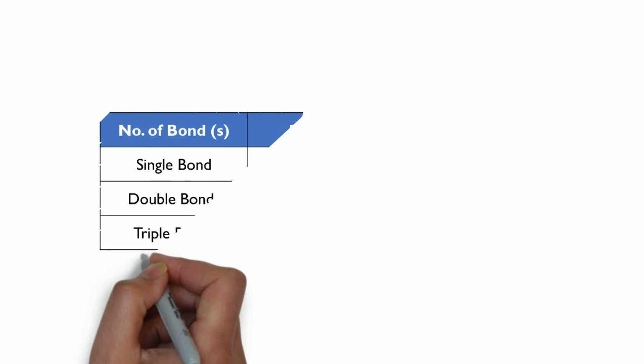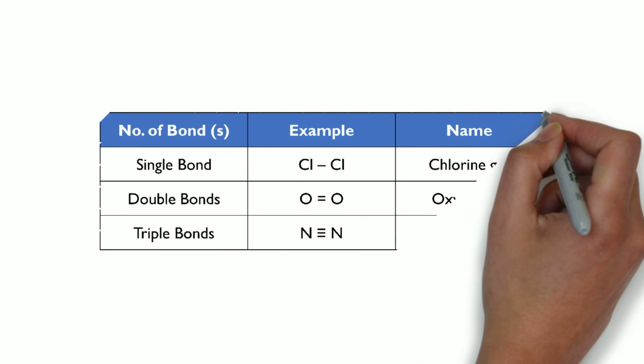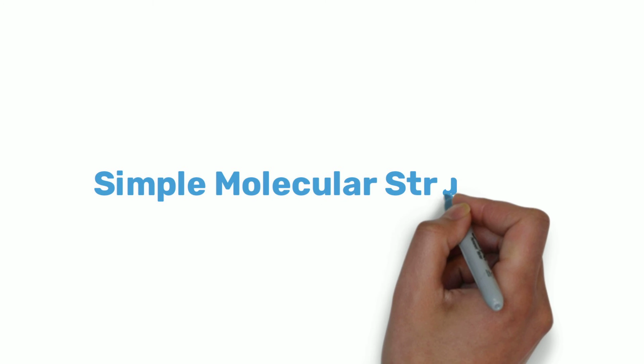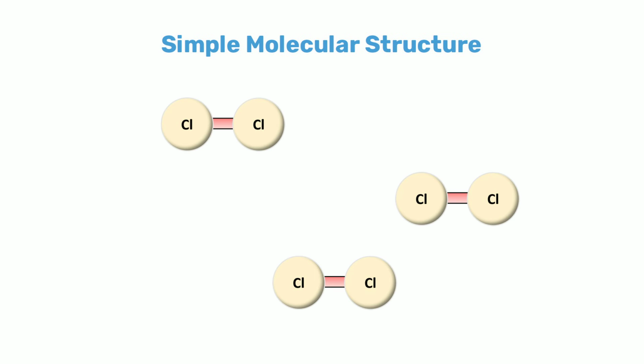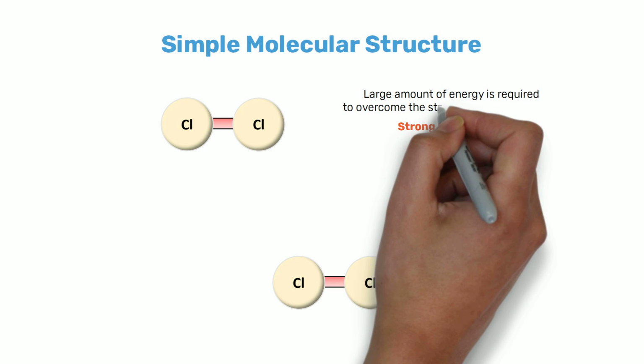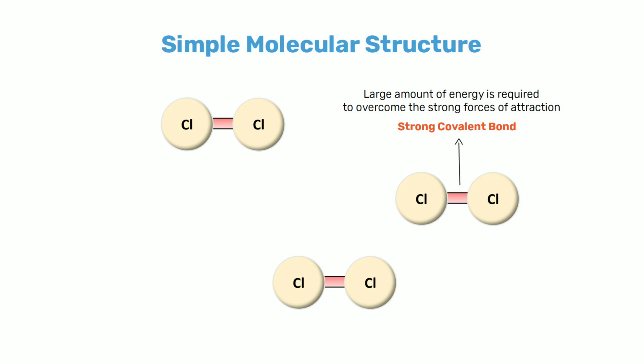So in summary, there are three types of covalent bonds: the single, double, and triple, and the various examples. Now we look at simple molecular structure. These are chlorine molecules. Between the chlorine atoms, there is a strong covalent bond, where a large amount of energy is required to overcome the strong forces of attraction. Now we take a look at the keywords here: large amount of energy, overcome, strong forces of attraction.